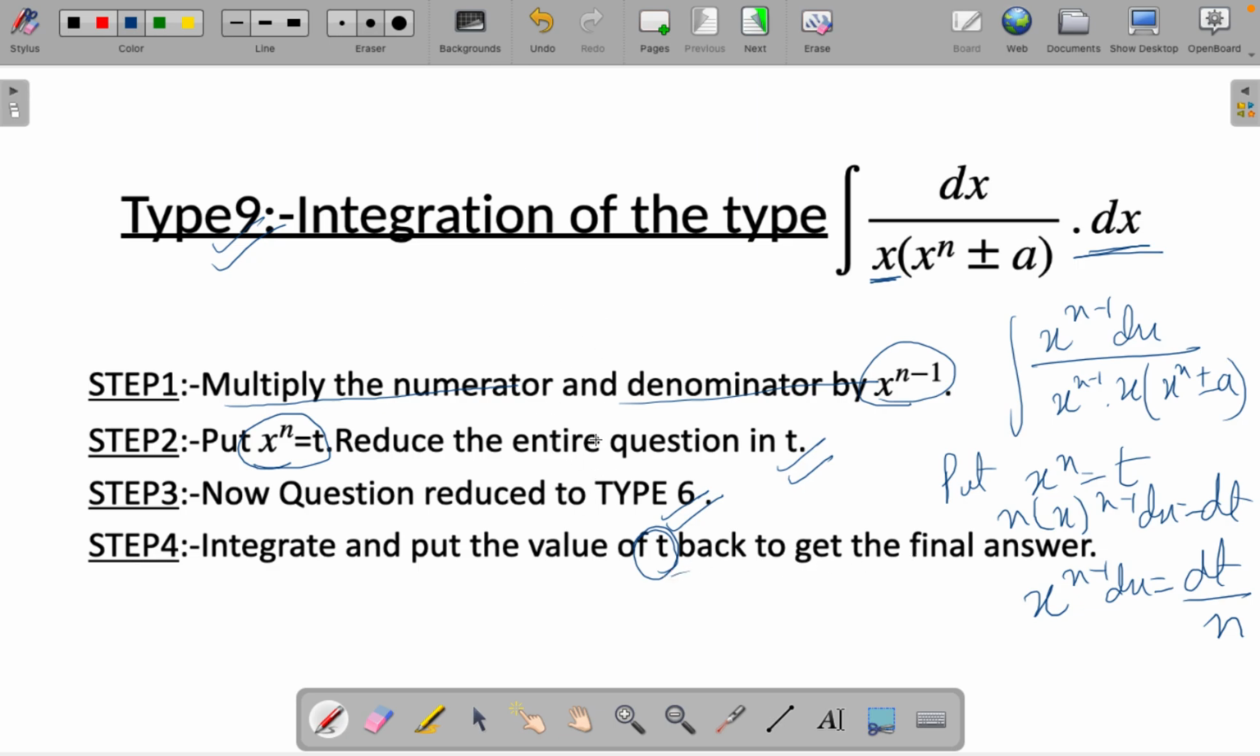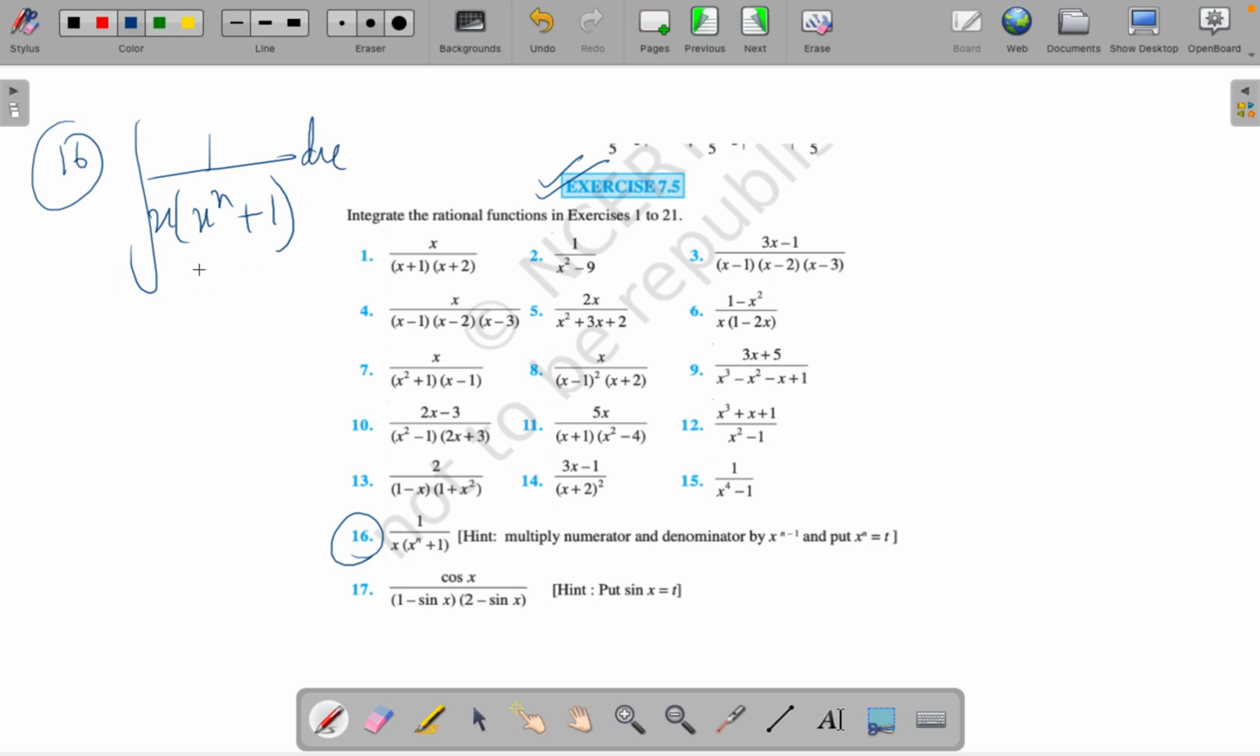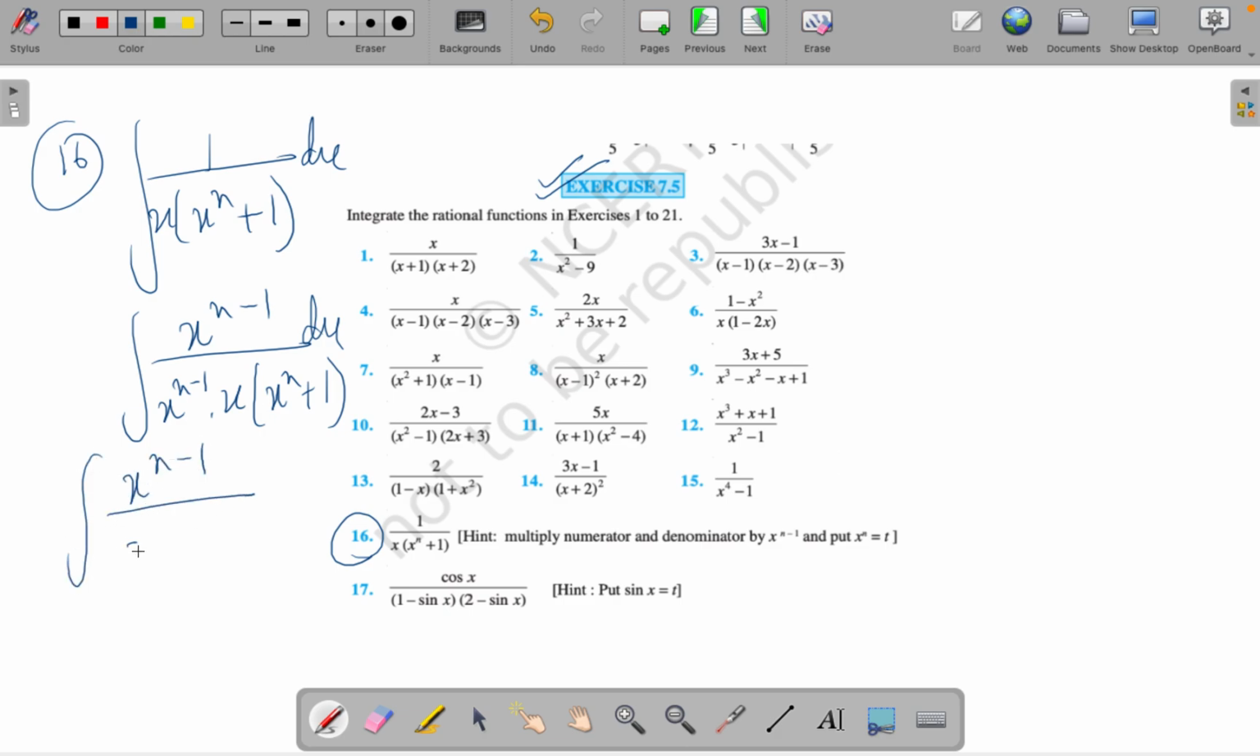Let's do a question based on this type of integration. And again, we are continuing exercise 7.5. So you can very clearly see that question number 16 belongs to this logic. So question number 16, 1 upon x into x to the power n plus 1 dx. Now, if you try and do the first step, multiply it by x to the power n minus 1, the numerator as well as denominator, children. So it will be integration of x to the power n minus 1 upon x to the power n into x to the power n plus 1 dx.